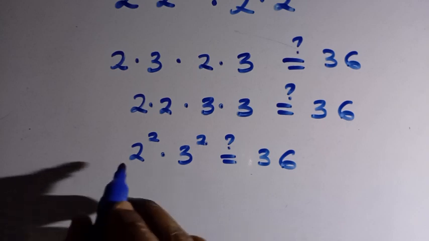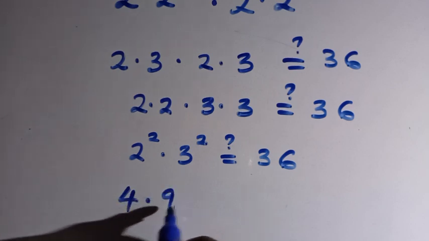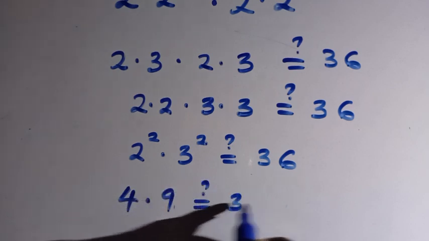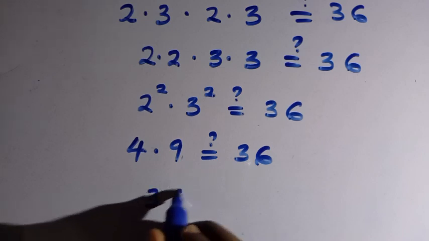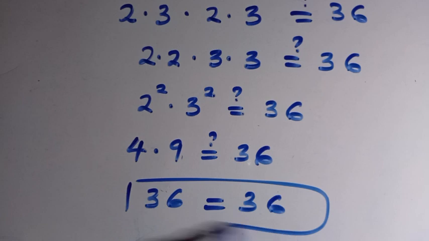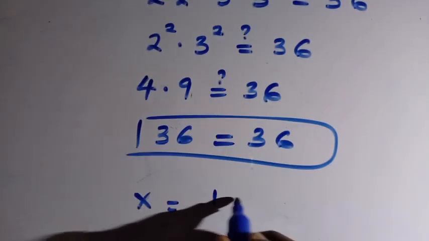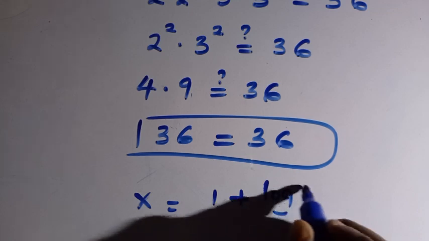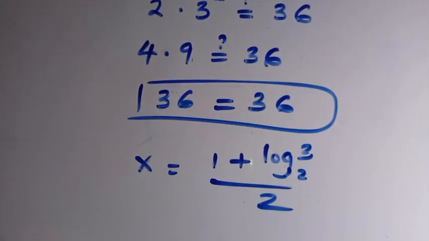Then we have 2 raised to the power 2, that is 4, multiplied by 3 raised to the power 2, that is 9. We want to check if this equals 36. And 4 times 9 is 36. It means 36 equals 36. Therefore, the value of x that we got, 1 plus log 3 base 2, all divided by 2, is the satisfying solution to this equation.